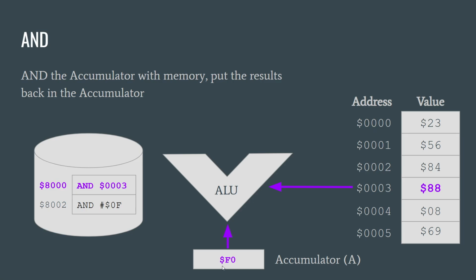Right now the accumulator has F0 in it, and address 3 has 88 in it. So both the accumulator and the value at address 3 go into the ALU, and then it writes back the result into the accumulator, which would be an 80.